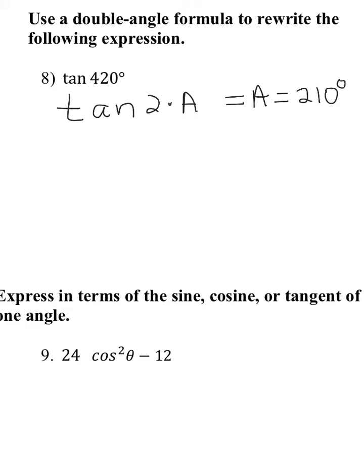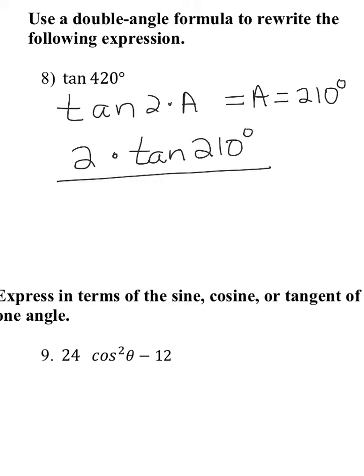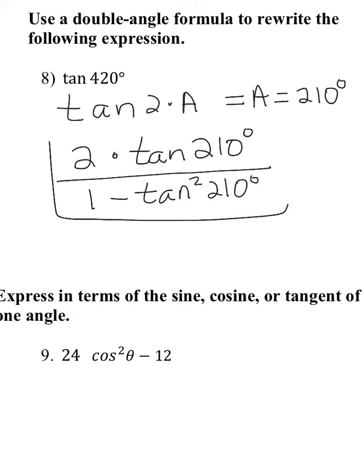So when we rewrite this in our formula, we're going to use the tangent formula, which is 2 times the tangent. And this time we're going to use our angle, which is 210 degrees, divided by 1 minus tangent squared of 210. And that is how you rewrite it, using the formula. Final answer.